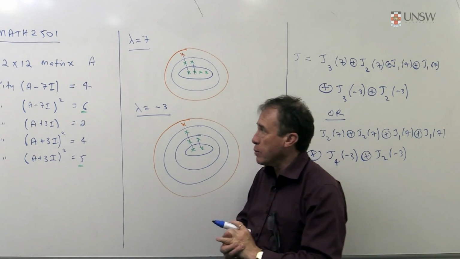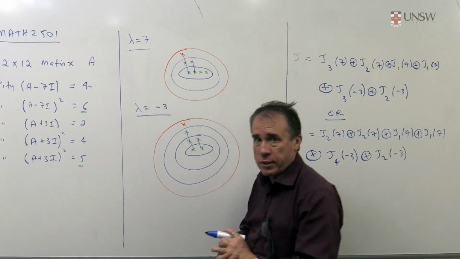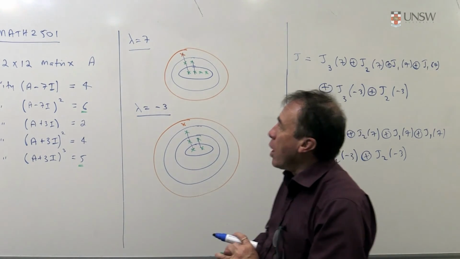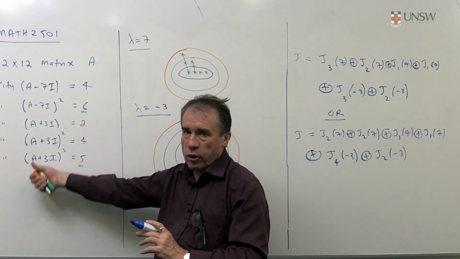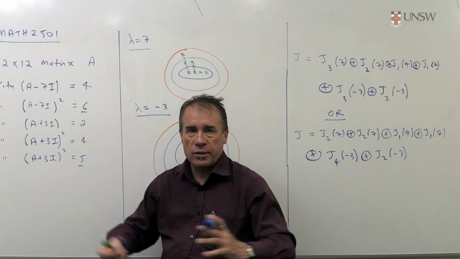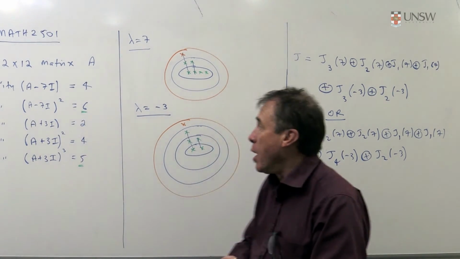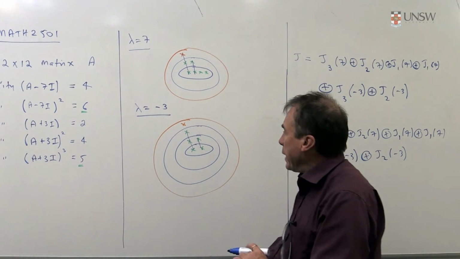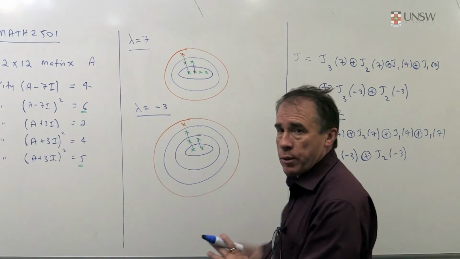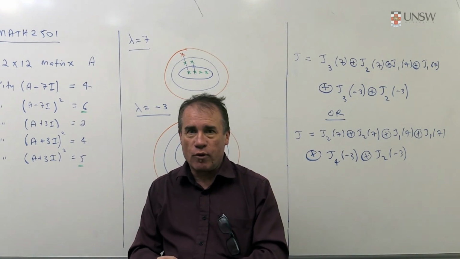So there are 2 possible Jordan forms of this matrix. So even though we don't know what the matrix looks like, the dimensions of the successive kernels that we get by taking powers of A minus lambda I enabled us to pin down, at least to 2 possible cases, what the Jordan form might look like.